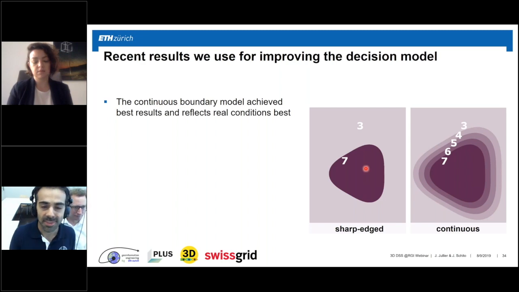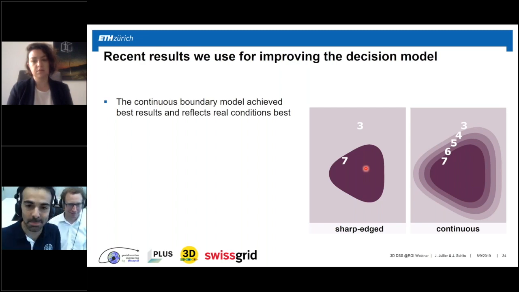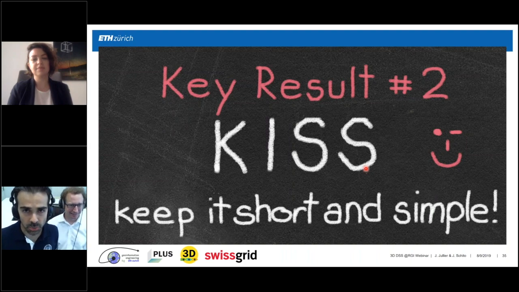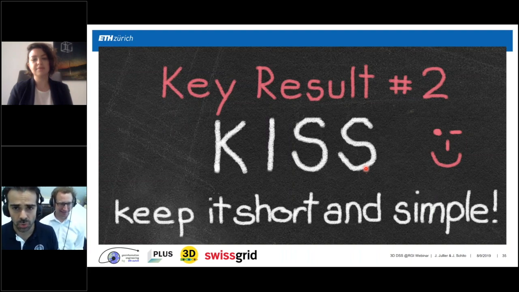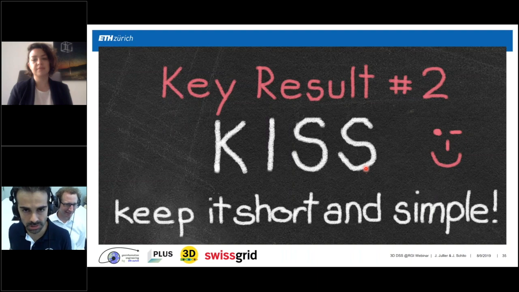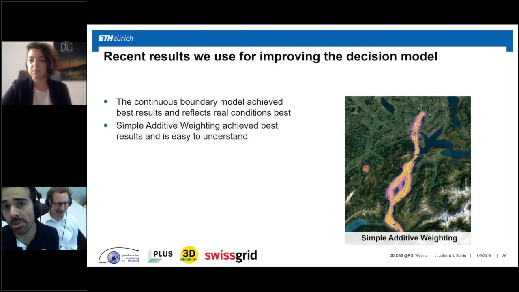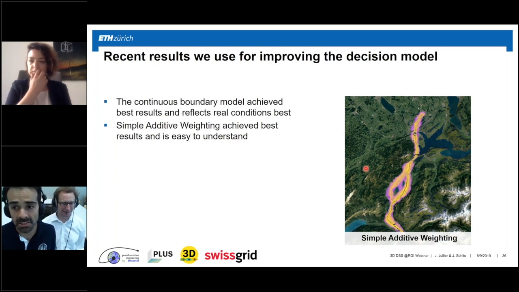The second is simply KISS. KISS means keep it short and simple. As you keep your decision model as short and as simple as possible, you can also explain it transparently and very simply to the stakeholders involved in the whole decision process. And we also know from our mathematical models that the simplest models are also the most reliable models. So our recommendation is keep it simple.